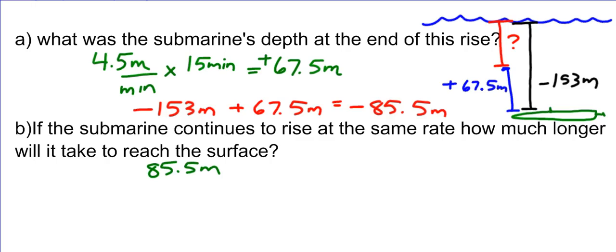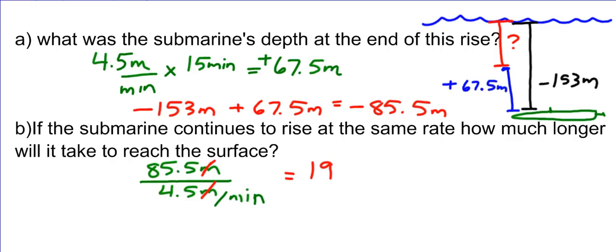85.5 meters. In this case, we don't need the direction, so we don't need the negative sign. The negative sign is just telling us that it's below water. We're going to divide it by the 4.5 meters per minute, which is the rate. And when we do this, we get a time of 19. I want you to notice that the meters are going to cancel out.